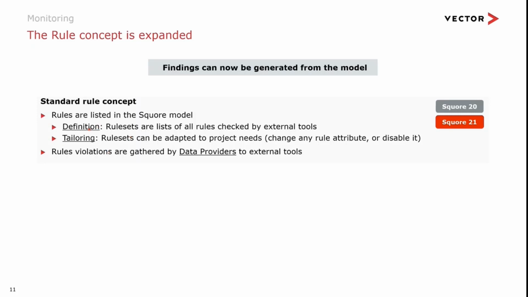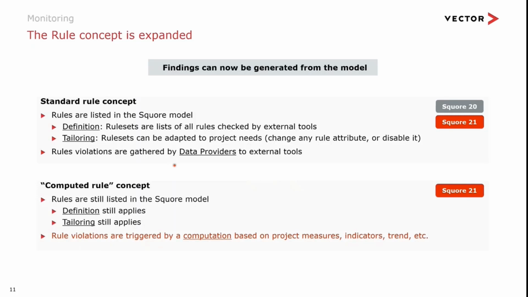And these rule sets can be tailored, because some projects maybe need some rules to be disabled or to be upgraded or downgraded in terms of criticality. It can happen. So this is the definition part. And then the violations come from outside Squore. They come from a Misc checker, a CRT checker, any checker, for example, for source code. They're going to inject these rule violations in Squore.